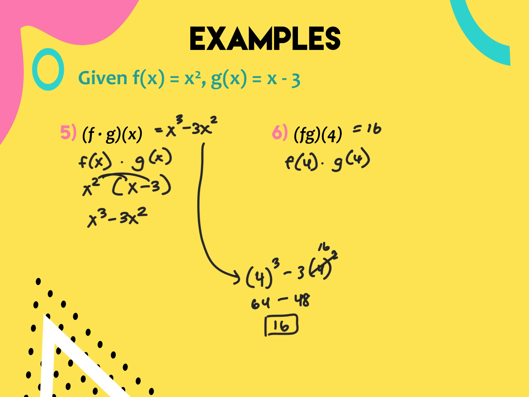However, if I want to do it the longer way, I could do f of 4 times g of 4. And again, f of x is x squared, so this is going to be 4 squared. And g of 4 is going to be times 4 minus 3. So 16 times 1, or 16. Again, I'm going to get the same answer no matter what.